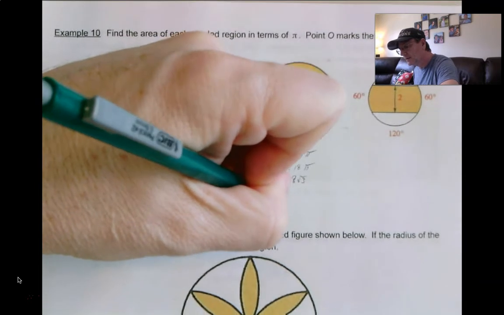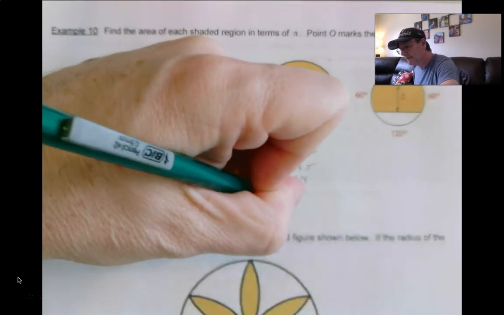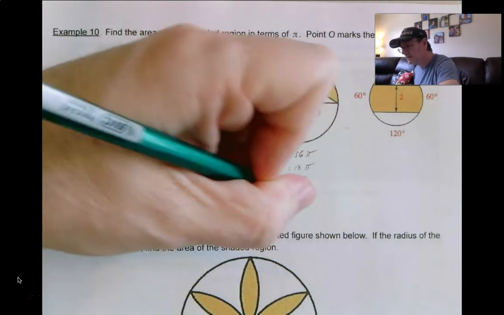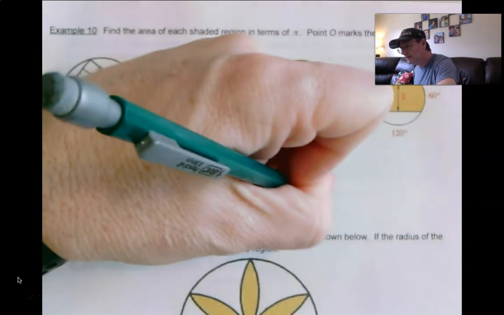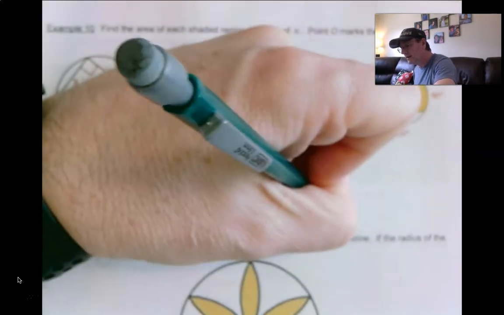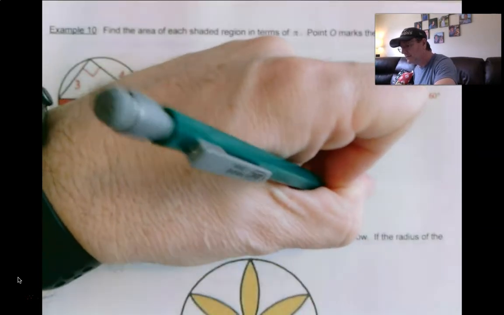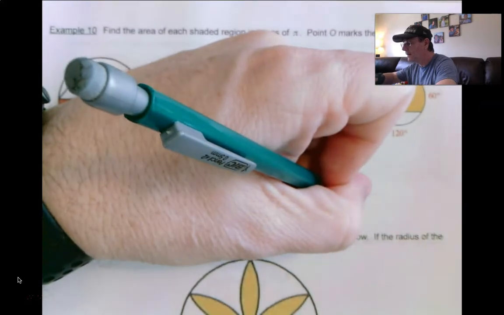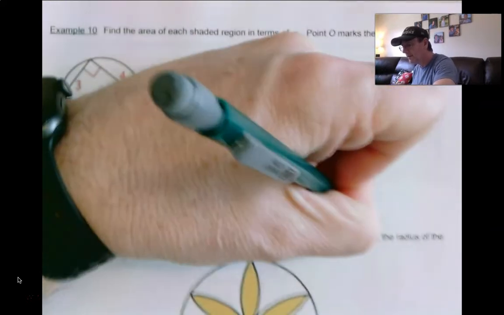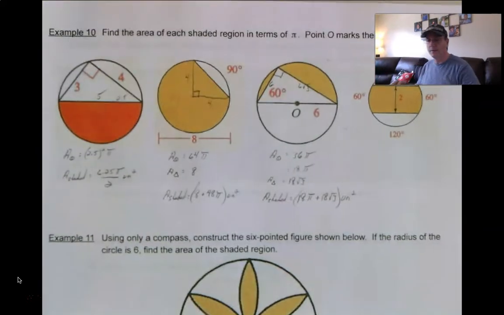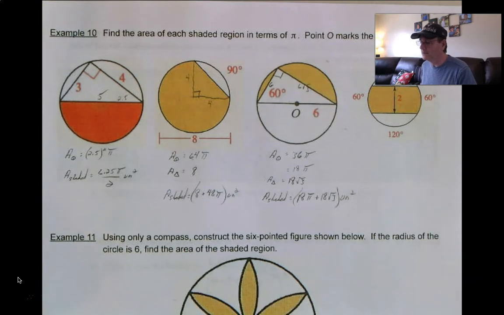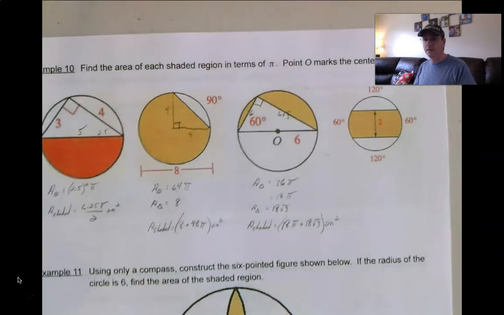Area of the shaded region is equal to 18 pi plus 18 square root 3 units squared. You could factor out the 18 if you want to and go 18 times pi plus square root 3 units squared. Either way. All right.